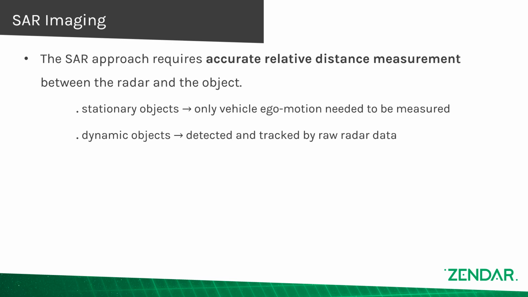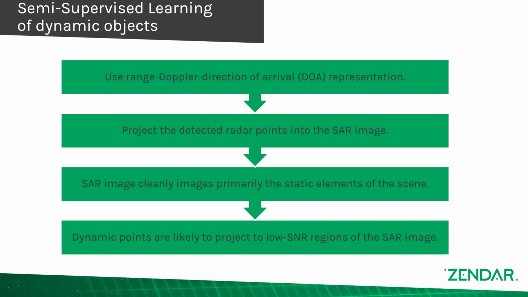However, for the dynamic objects, it's more challenging. We need to be able to first detect them and estimate their velocity. And this can be achieved using the raw radar data. This is our framework for semi-supervised learning of dynamic objects. First, we transform the raw radar data to a range Doppler direction of arrival representation. Then we detect points on the range Doppler map and project those points to the SAR image.